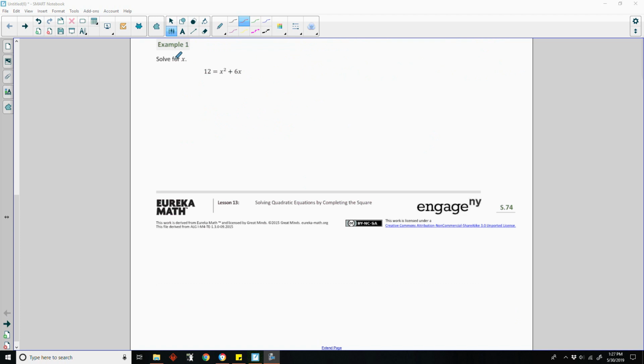Okay, here's example 1. It says solve for x. Now remember, we're completing the square. So I'm going to leave this constant over here, and I'm going to complete the square on the right. So I need a number over here to make this a perfect square. Here's my b term, and we divide it by 2. And it's 3. And we square that, and we get 9. So I'm going to put plus 9 here. But if I add 9 to the right, I need to add 9 to the left to make it still true. 9 plus 12 is 21, equals x squared plus 6x plus 9.